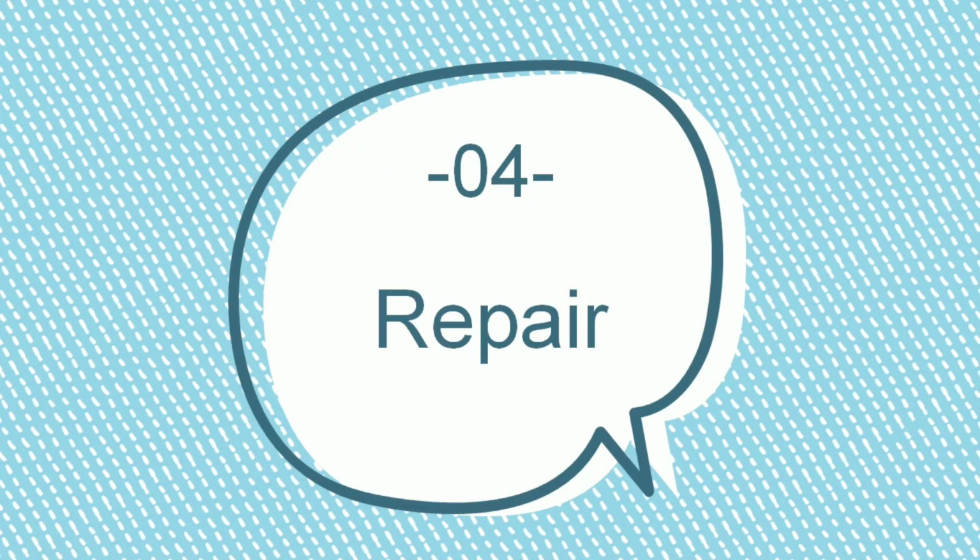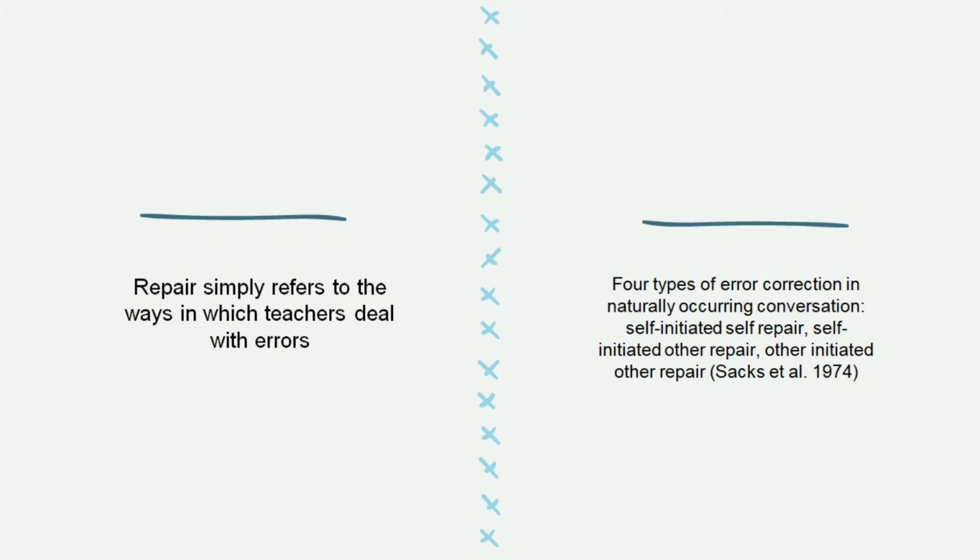Number 4. Repair. Repair simply refers to the way in which teachers deal with errors. There are 4 types of error correction in naturally occurring conversation: self-initiated self-repair, self-initiated other-repair, other-initiated self-repair, and other-initiated other-repair.